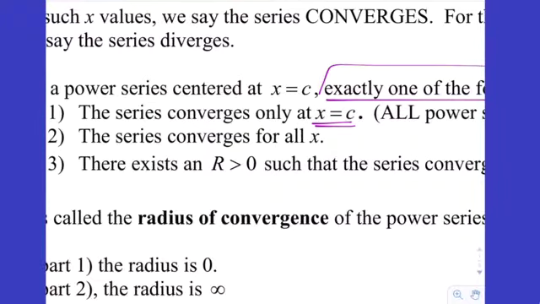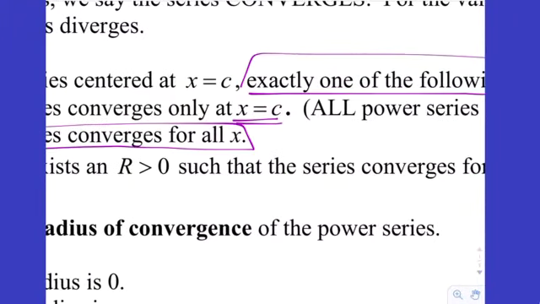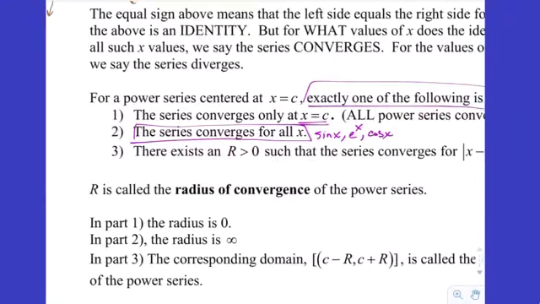Well, yes. It could be that the series converges for all x. That means that the interval of convergence would be negative infinity to infinity, and the domain would be all real numbers. That's going to be like sine of x, and e to the x, and cosine of x. Those are the 3 you memorize, and they converge for all real numbers, okay?